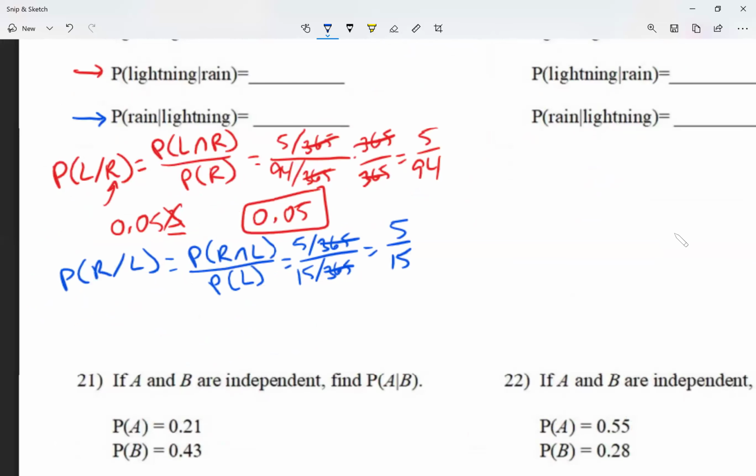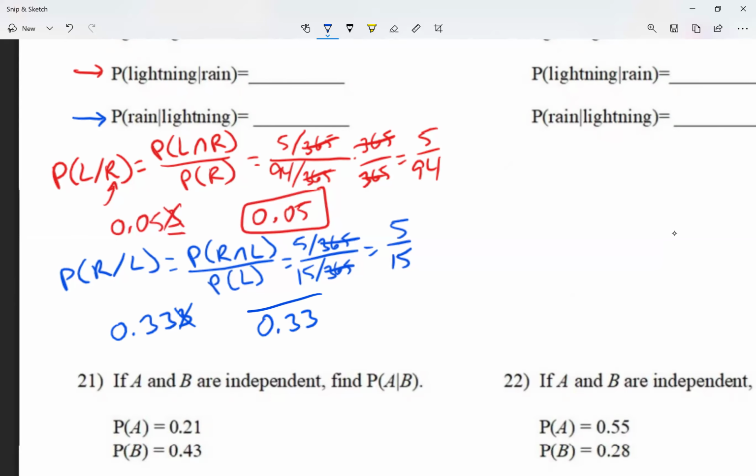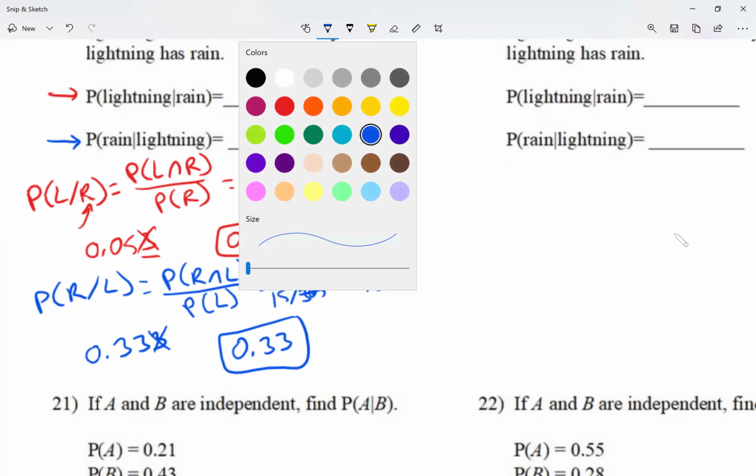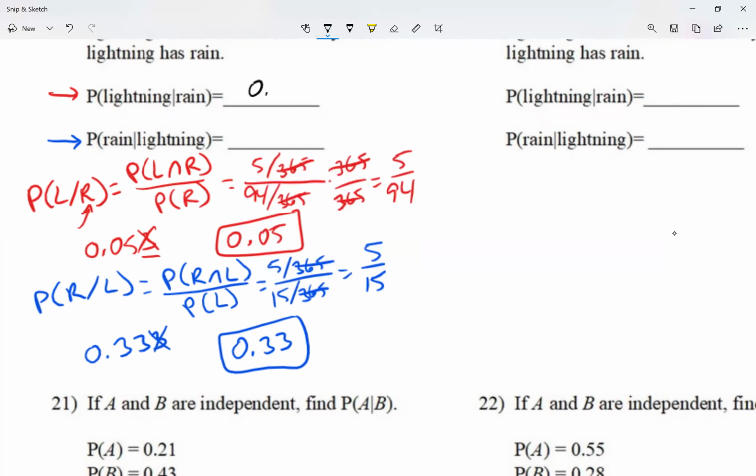What's 5 divided by 15? According to my calculator, I get 0.333. My third decimal number is small, so I ignore it, and my answer will be 0.33. Nice. So that's basically what I would have written here: 0.05 and then 0.33. So if I see lightning, the probability it's going to rain is 33%.